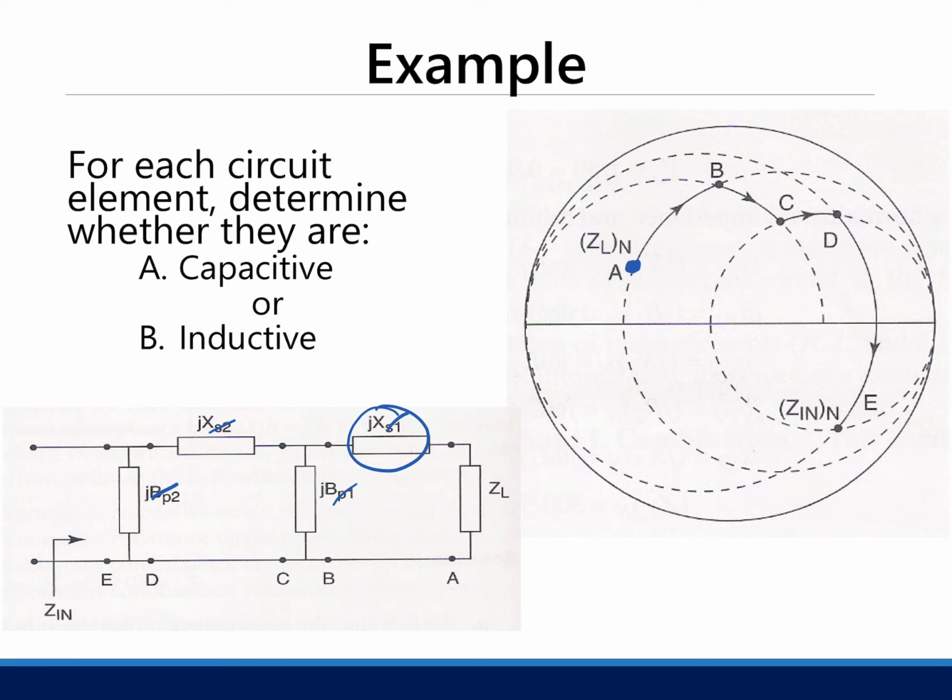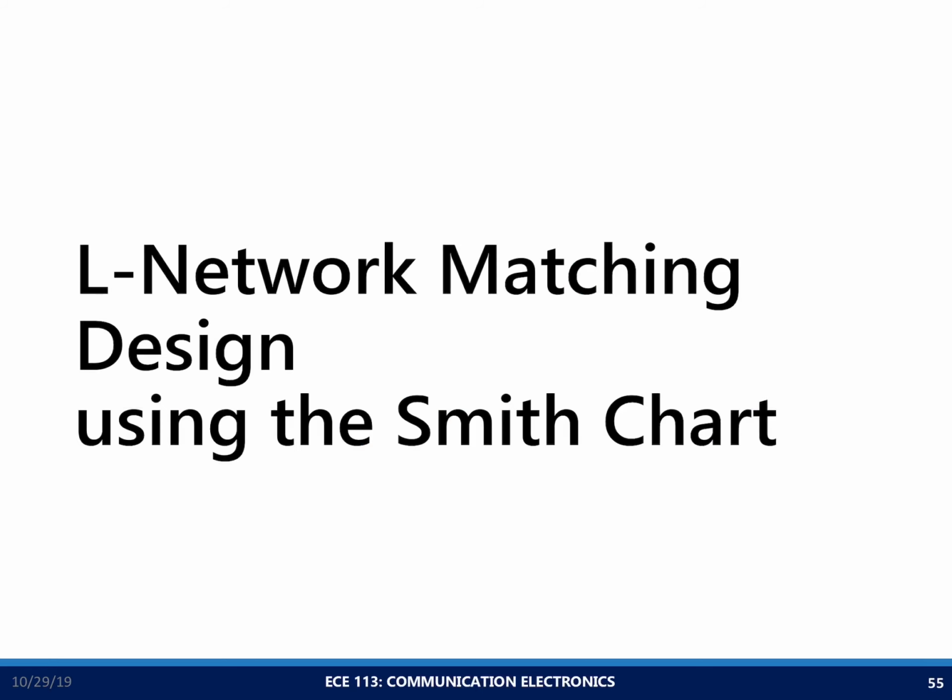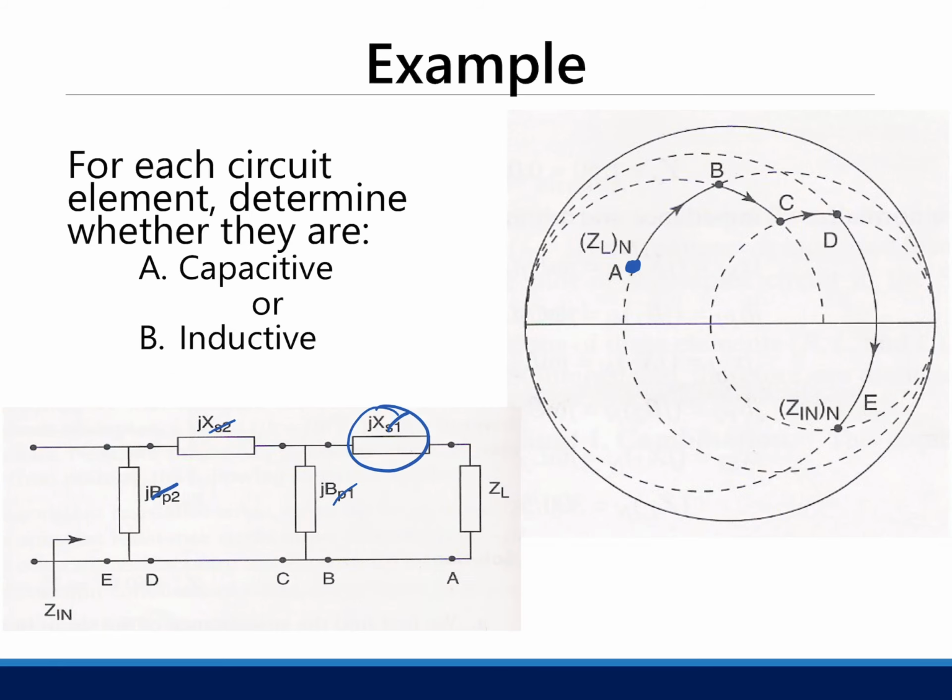Then if you have a series inductance, which is positive X, then you're moving upwards towards point B. At point B, you have a shunt element, which is, let's say, positive. Then you're going in this direction, and you end at C. You have a series, you end at B. And then finally, because of this, you go downward. And finally, you can solve for Zin. Right? So it's a useful tool.